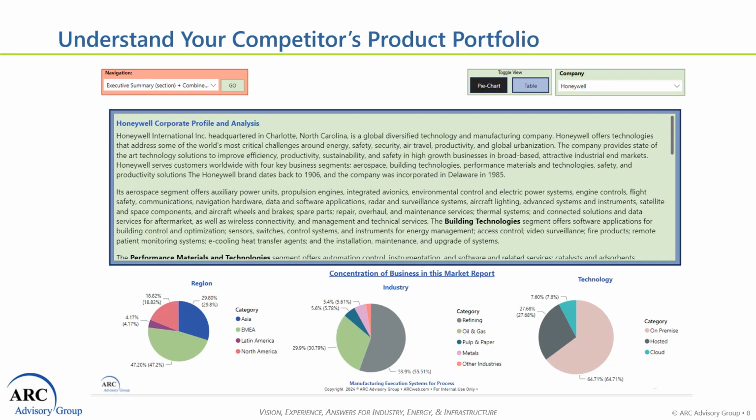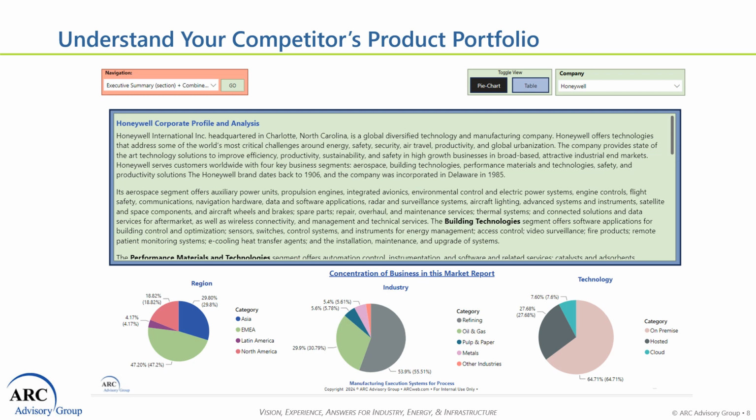ARC's Competitive Analysis Market Data Service provides clients an overview of each key competitor's product portfolio in each technology market, along with an analysis of each competitor's market concentration by vertical industry, region, and key technology submarkets.